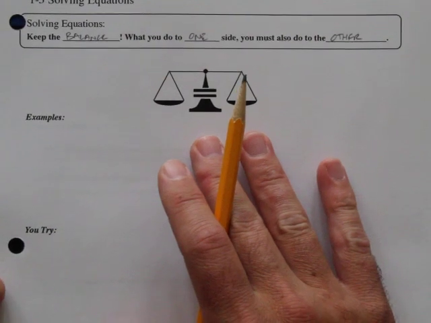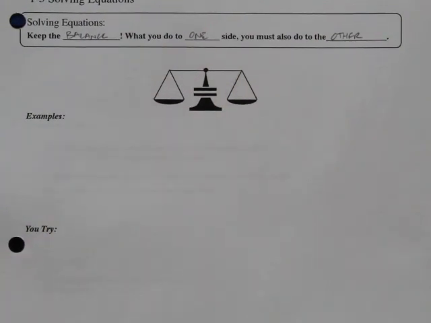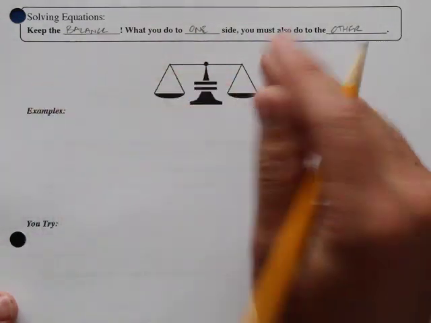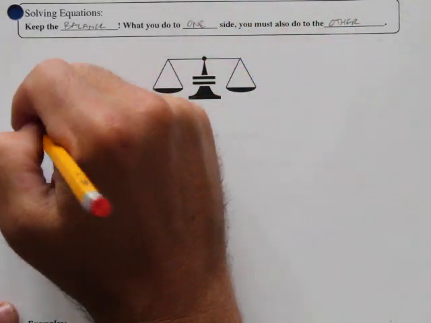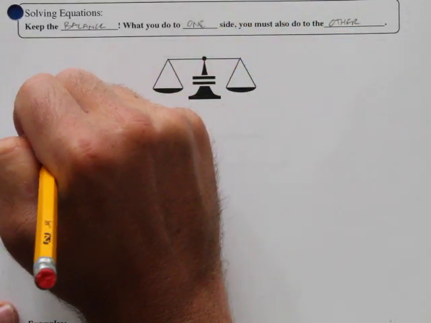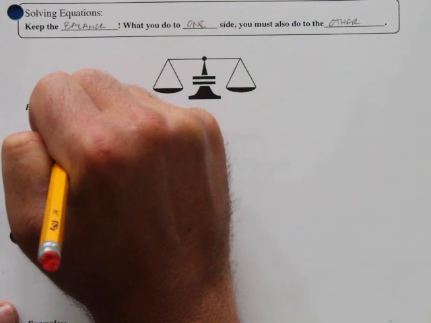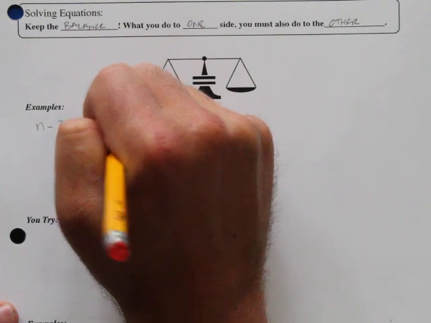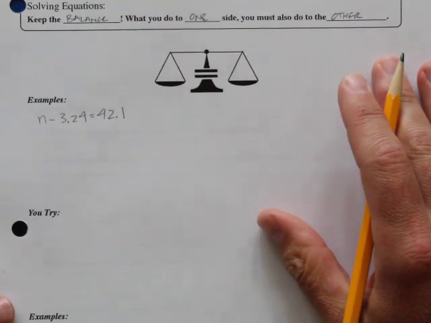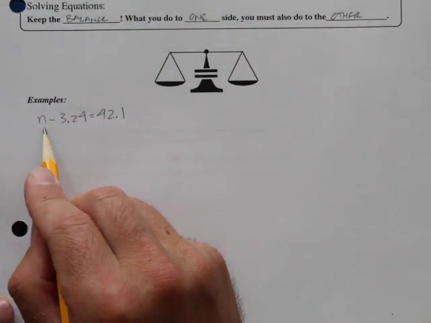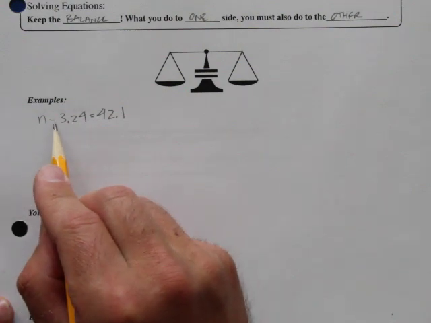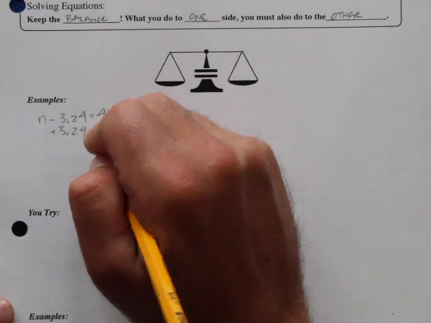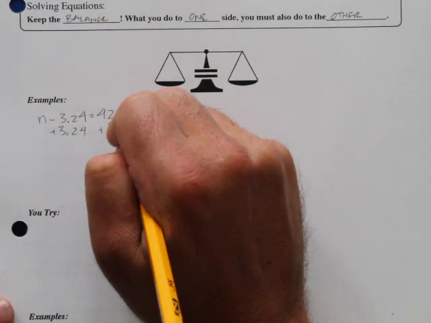All right, let's get right into some examples. We're going to start with this crazy one that has decimal points in it, but that's the way the book did it. n minus 3.24 equals 42.1. I want n by itself, so I am going to add 3.24 to both sides, plus 3.24.